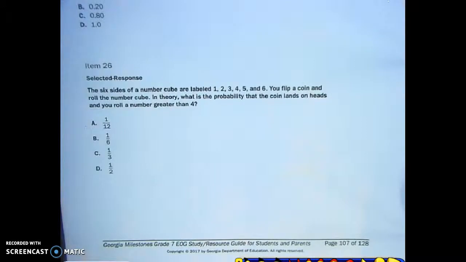26. The 6 sides of a number cube are labeled 1, 2, 3, 4, 5, and 6. You flip a coin and roll a number cube. In theory, what is the probability that the coin lands on heads and you roll a number greater than 4? When you toss a coin, you can either land on heads or tails. For a number cube, the probability of landing on a number greater than 4 would be 2 out of 6.